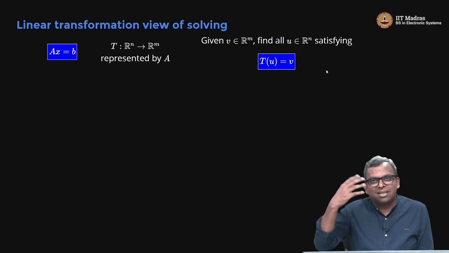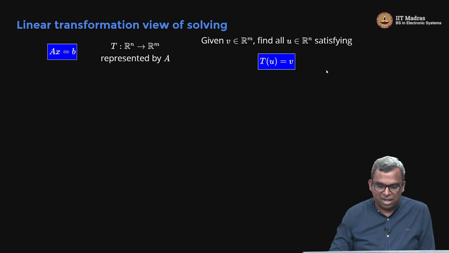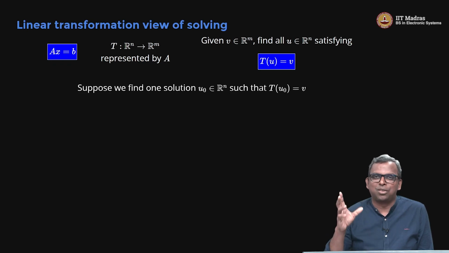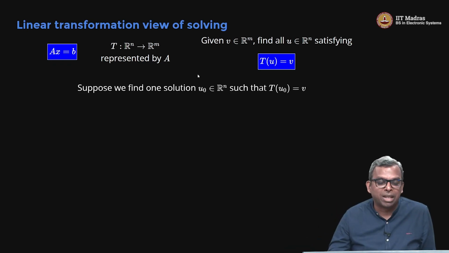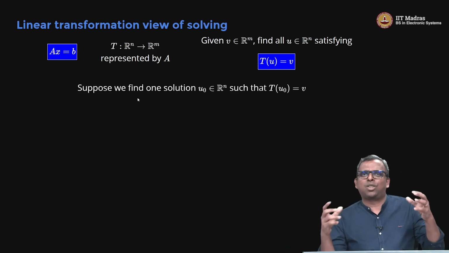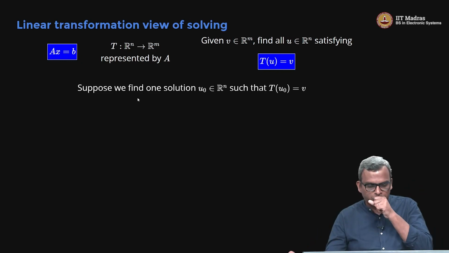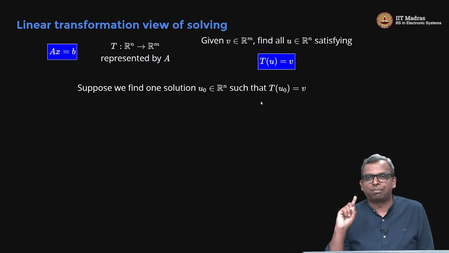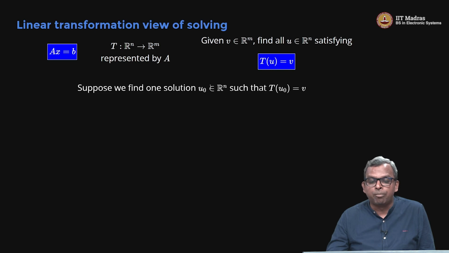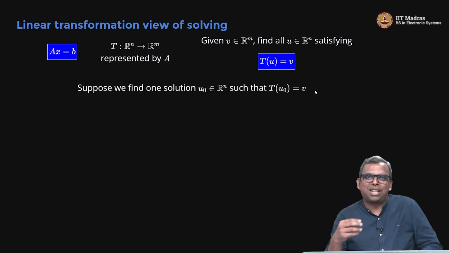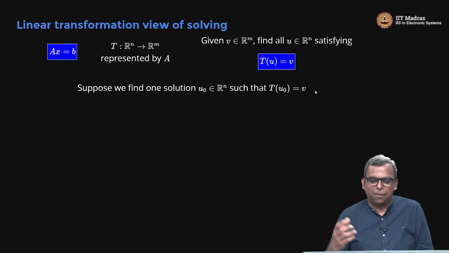Okay, so let's analyze this a little bit more abstractly. The starting point is something interesting. I'm going to assume that by some crazy guess or some clever method, I found one solution to this equation, T of u equals v. I found a u naught such that T of u naught is v. Don't ask me how, for that you need some techniques, but let's say you find it.